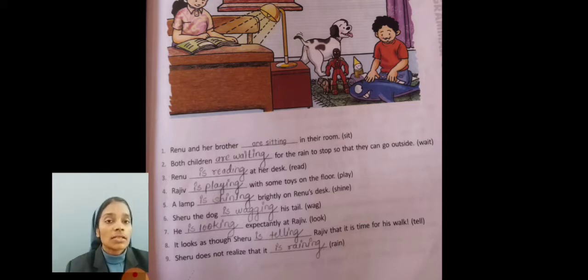A lamp is shining brightly on Renu's desk. Here the subject is singular, so we use is. Sheru, the dog, is wagging his tail. Next, he is looking expectantly at Rajiv. Next, it looks as though Sheru is telling Rajiv that it is time for his walk. Next one, Sheru does not realize that it is raining. Dear students, as I already told, with the singular subject we use is, and with the plural subject we use are.